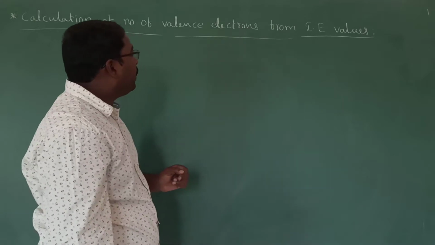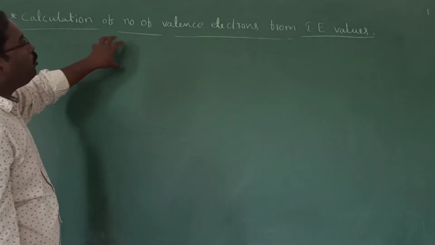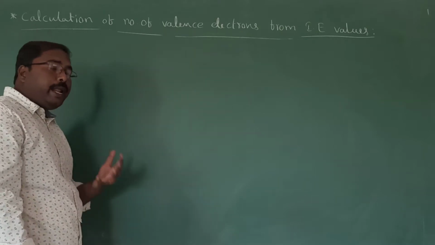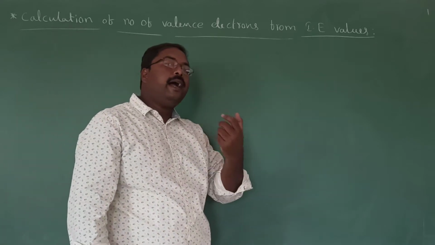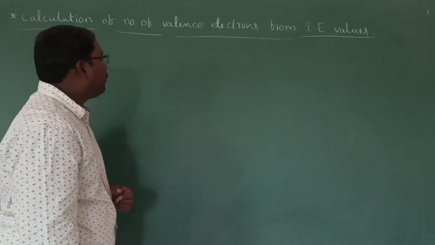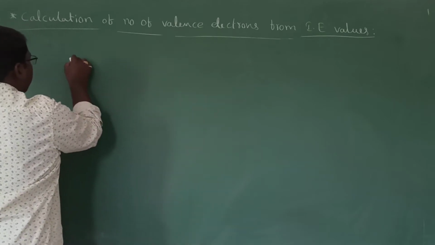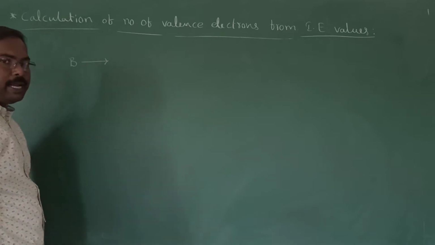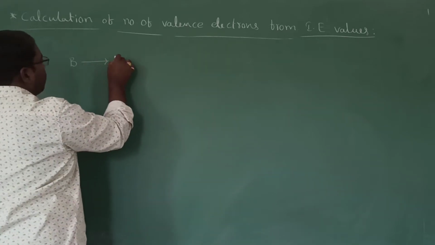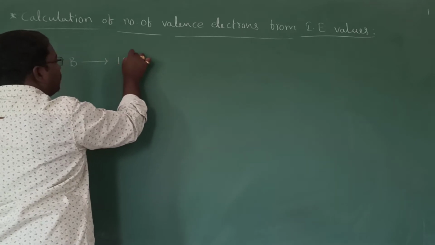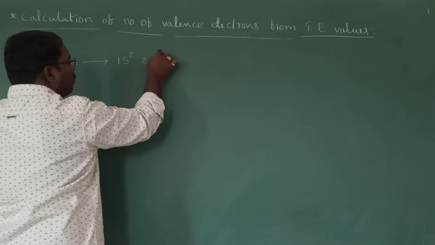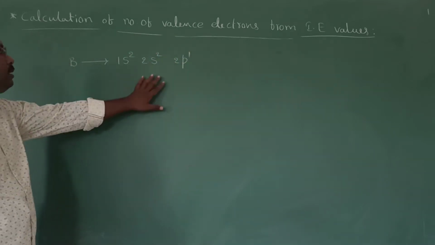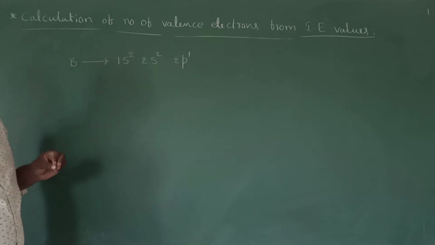So listen carefully. Before discussing how to find the number of valence electrons, let us first focus on when an element has high ionization energy. For example, look at boron. Boron's atomic number is 5, and its electronic configuration is 1s2, 2s2, 2p1.